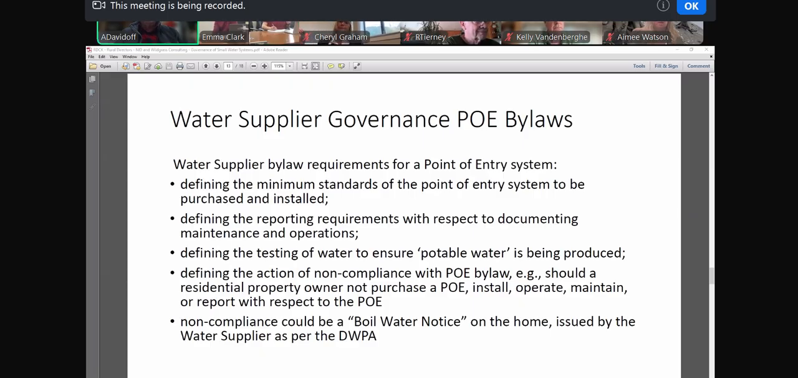Some financial institutions are starting to require a certificate of potable water. This has come up a few times. I know personally we received that.